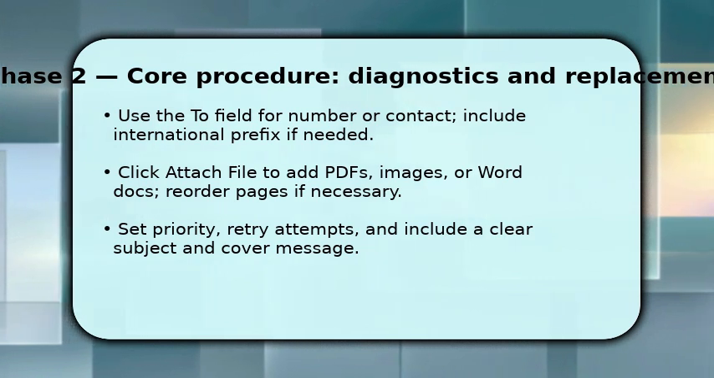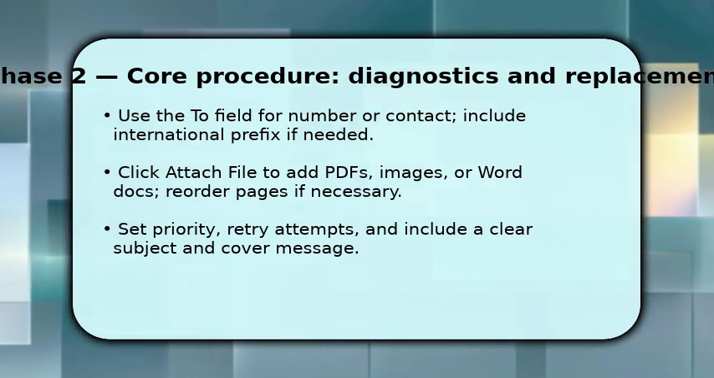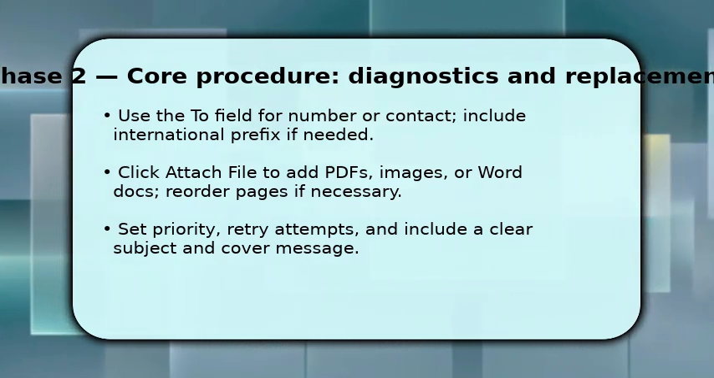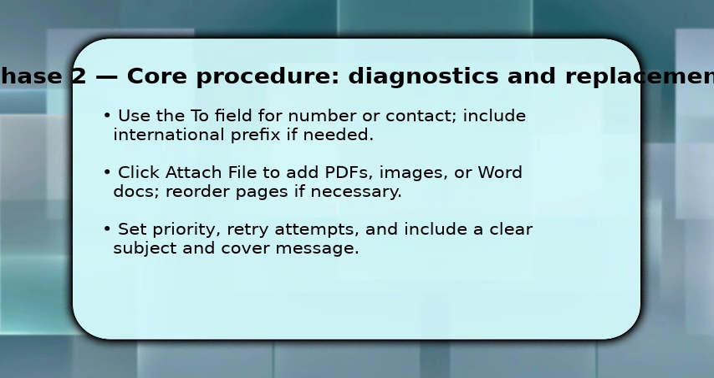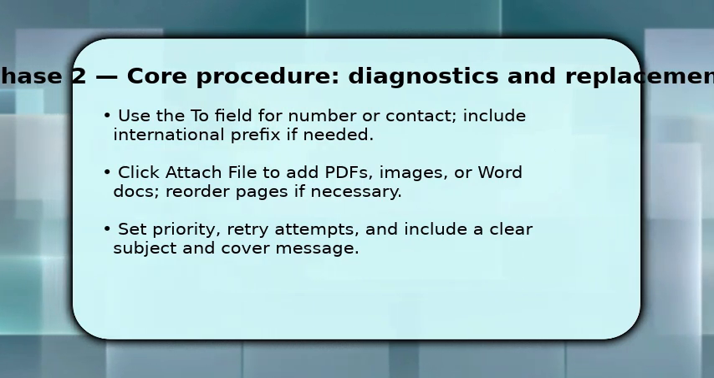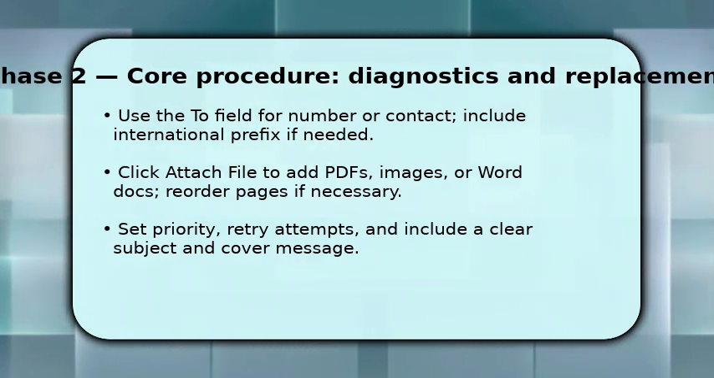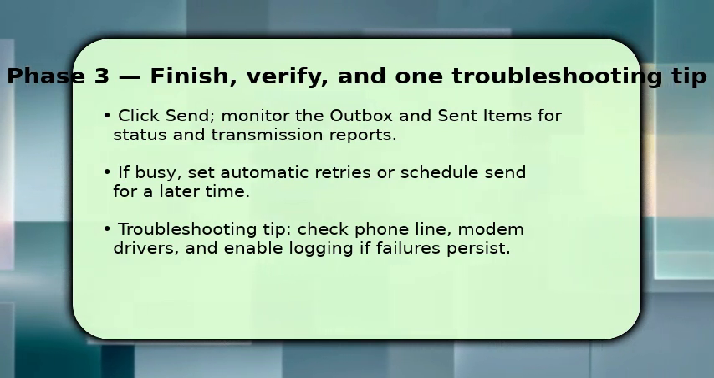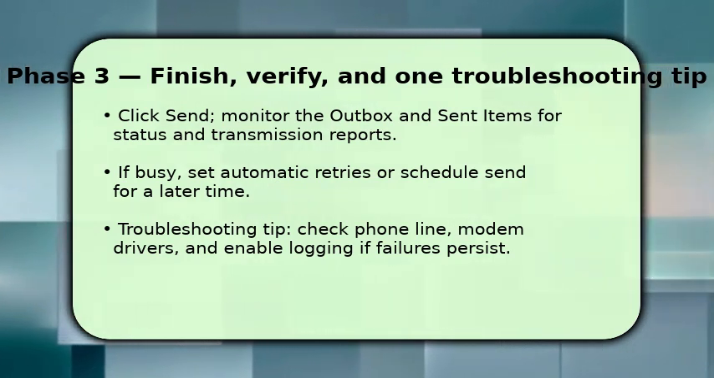Set priority and retry attempts in Options so Windows will retry on busy lines. Once you add a subject and short cover message, preview the fax to ensure page layout and orientation are correct. You click Send and watch the outbox. Windows Fax and Scan shows progress, and a successful transmission moves the job to sent items.